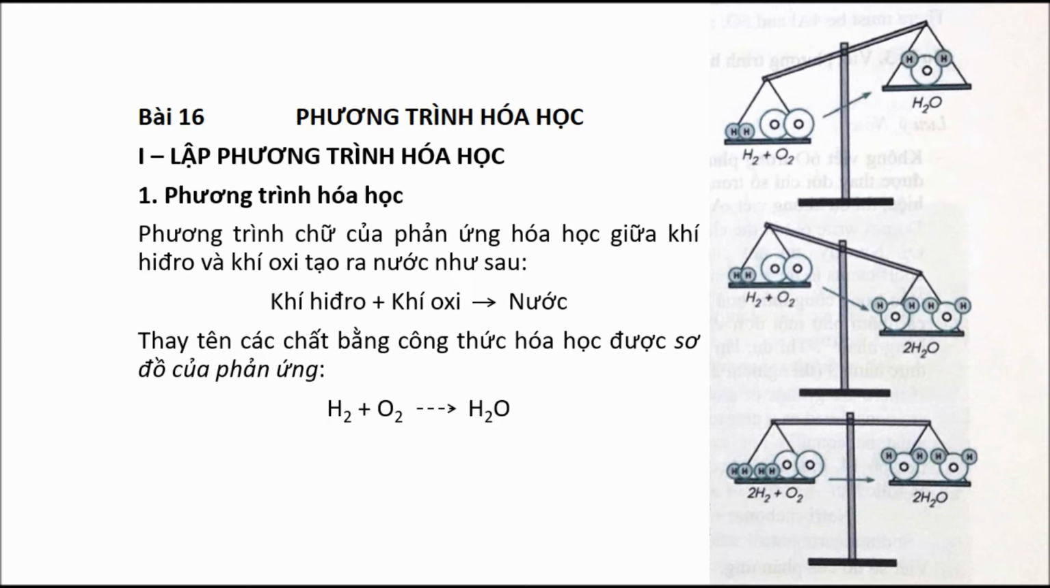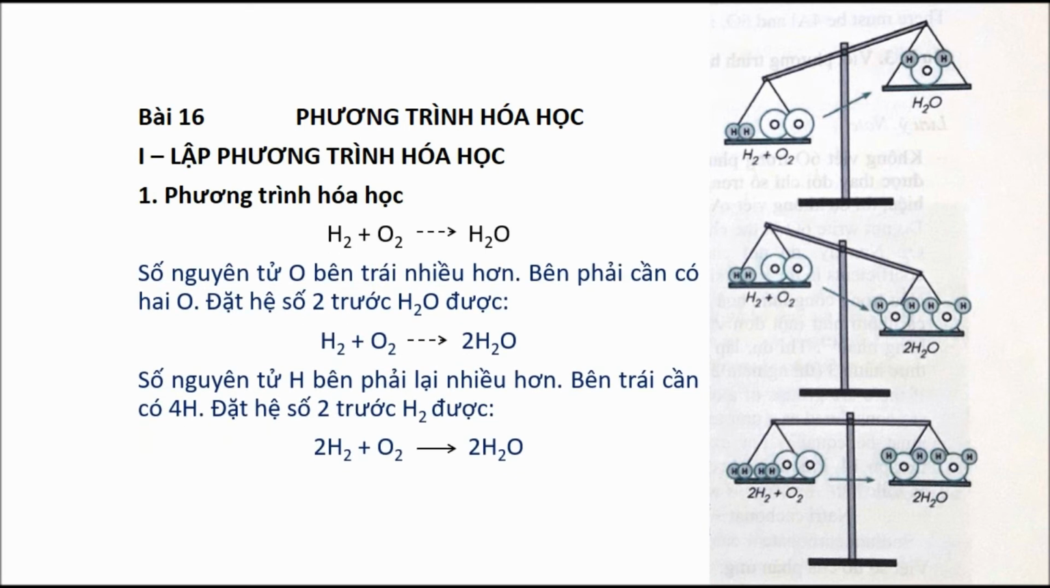1. Constructing chemical equations. 1. Chemical equations. The chemical equation in words of the reaction between hydrogen gas and oxygen gas to form water is as follows. Hydrogen gas plus oxygen gas equals water. Replacing names of substances with their chemical formulae, we obtain a skeleton equation. H2 plus O2 equals H2O. The number of O atoms on the left side is bigger. There must be 2 O atoms on the right side.